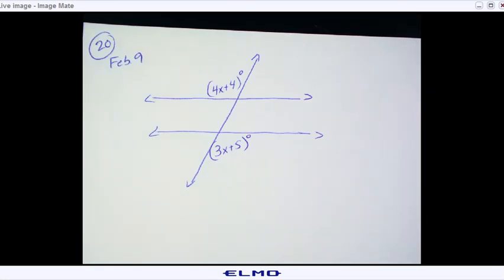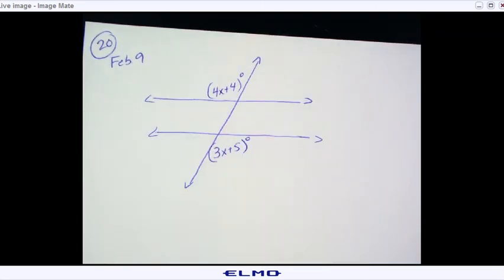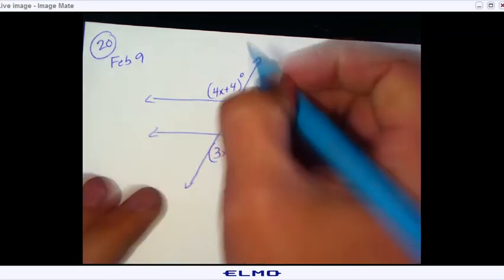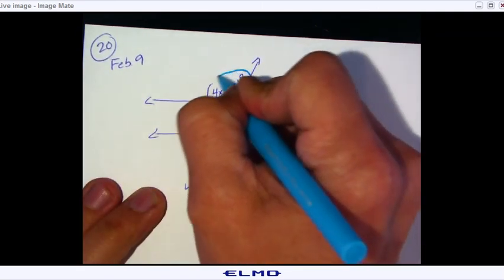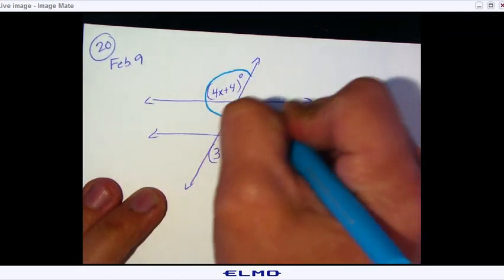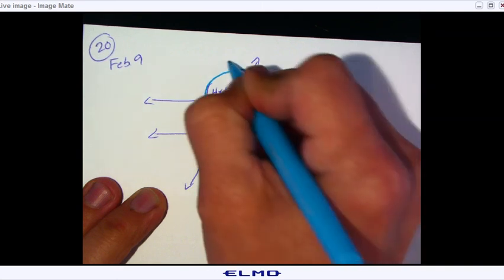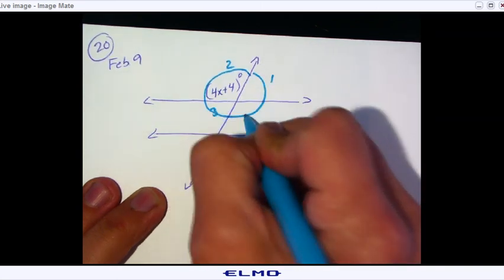All right. Bam. Here we go. Okay. So, again, the same thing. You're drawing the circles to help you out. I'm going to put 1, 2, 3, 4.